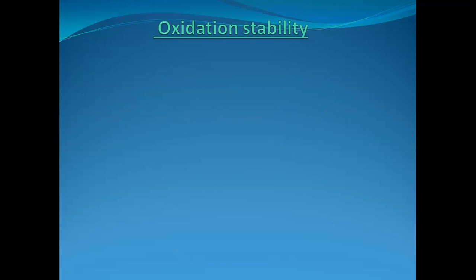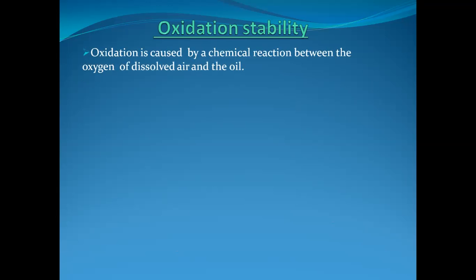Then oxidation stability. We know oxidation. Oxidation is caused by a chemical reaction between the oxygen of dissolved air and the oil. That is, the oil may contain moisture. Moisture means water. Water is a compound of oxygen and hydrogen. Therefore, there may be a chance of the presence of oxygen.